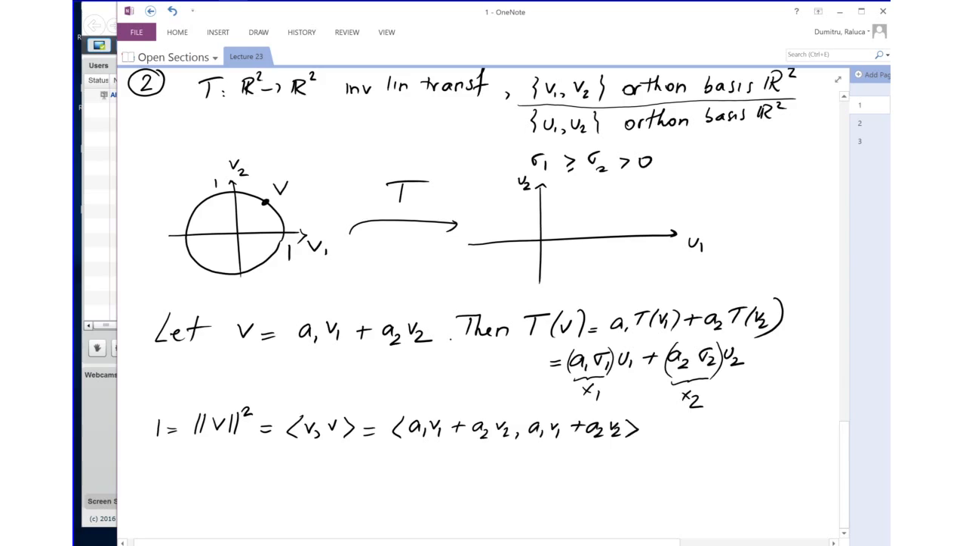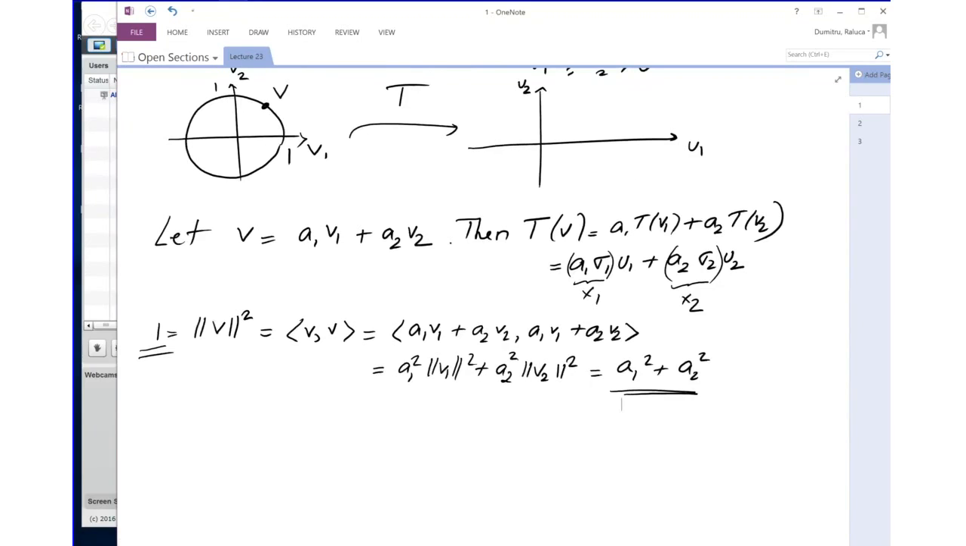Now when you expand this inner product, remember that v1 and v2 are orthogonal, right? So that inner product between v1 and v2 will become 0. So all you'll be left with is this. But the basis is more than orthogonal, it's orthonormal, so those lengths are also 1. So as expected, being on the unit circle means that the coefficients will have this property here. So this equals 1.